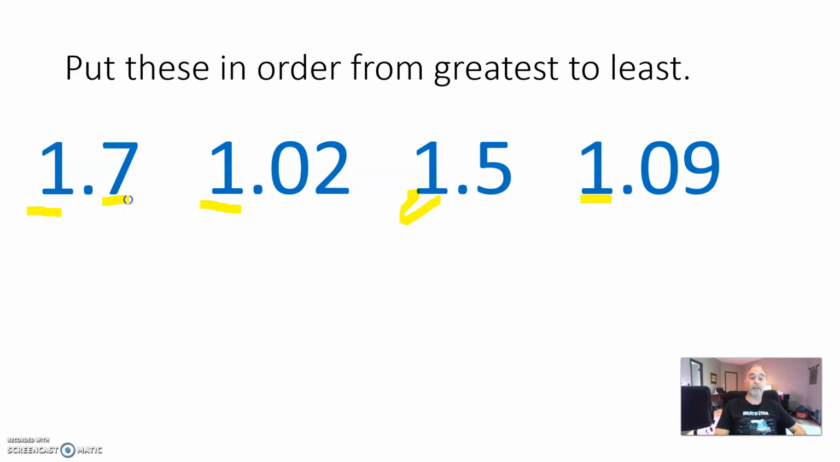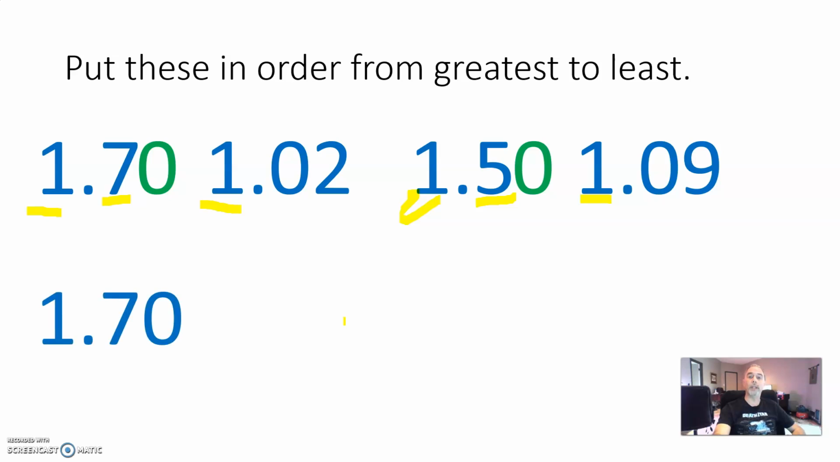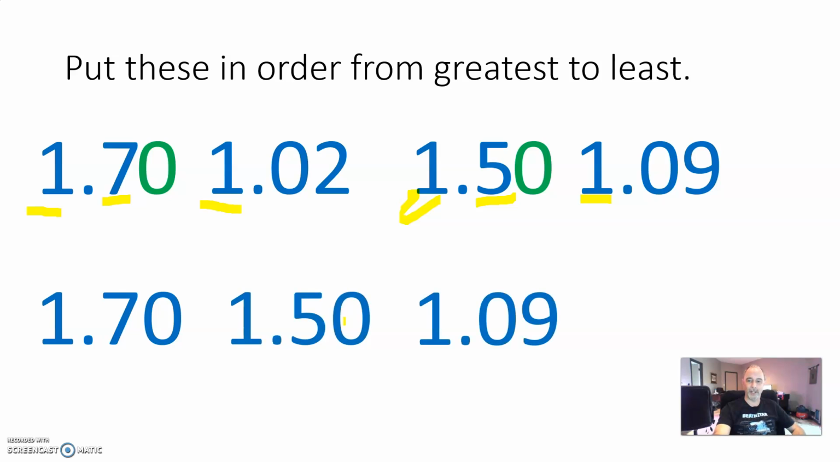So again, I've got 7 tenths here and 5 tenths here. We need to add a 0. So 5 tenths becomes 50 hundredths. 7 tenths becomes 70 hundredths. So that's 1 and 70 hundredths, 1 and 2 hundredths, 1 and 50 hundredths, 1 and 9 hundredths. Which one is bigger? That's right, 1 and 70 hundredths, followed by 1 and 50 hundredths, followed by 1 and 9 hundredths, and finally 1 and 2 hundredths.